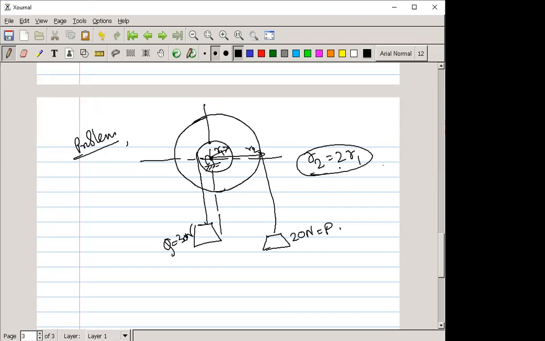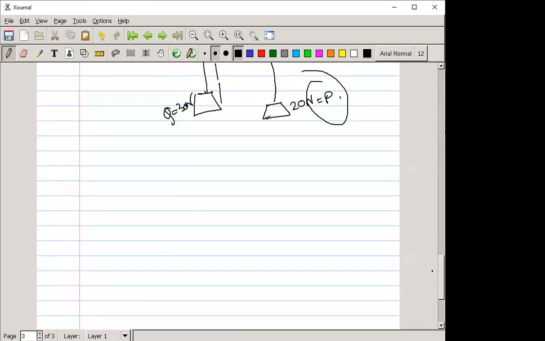So the question is to find the acceleration of this falling weight P. This one, we have to find the acceleration. So how to solve this type of problem? This is a little bit tricky problem. To solve this type of problem, we have to use both D'Alembert's principle as well as the moment. Okay, so let's solve.